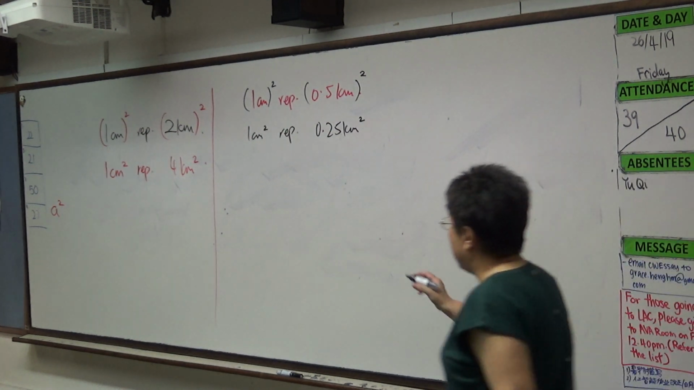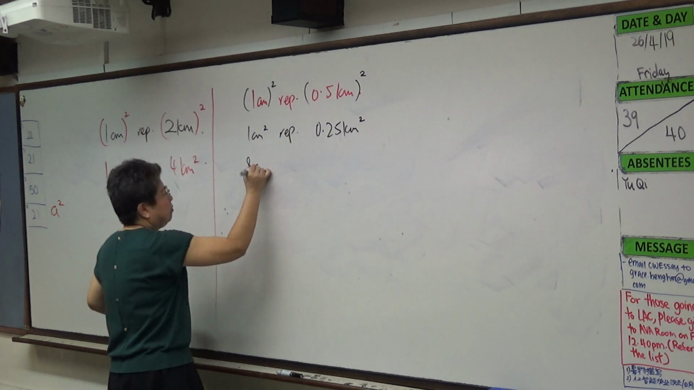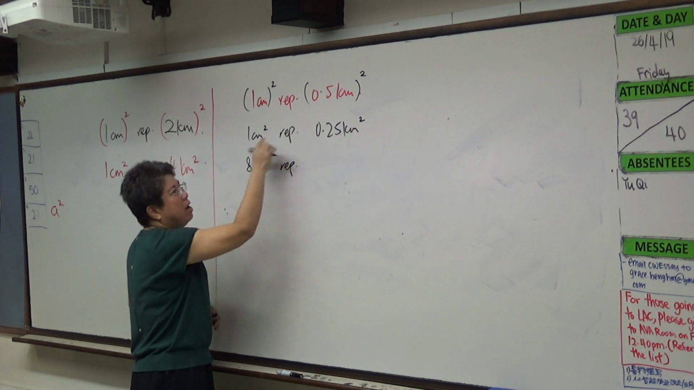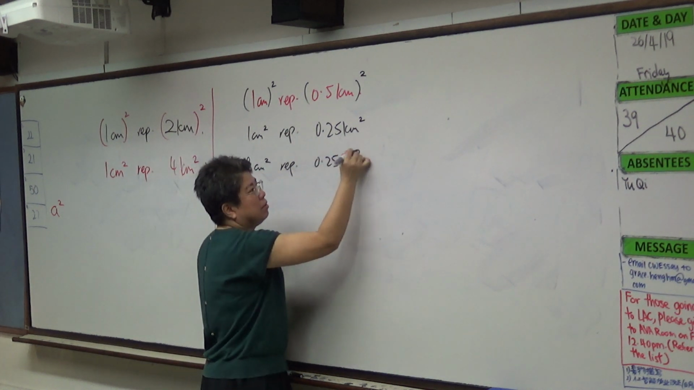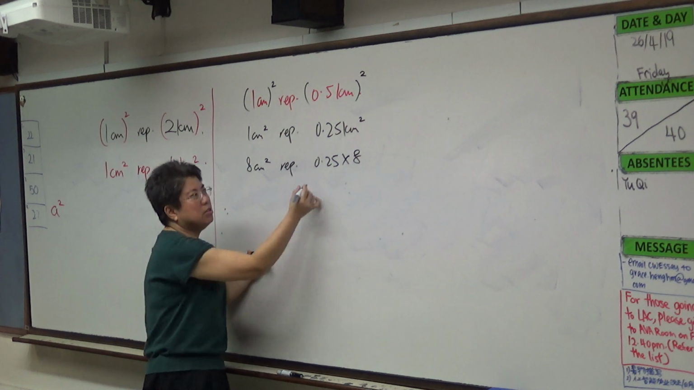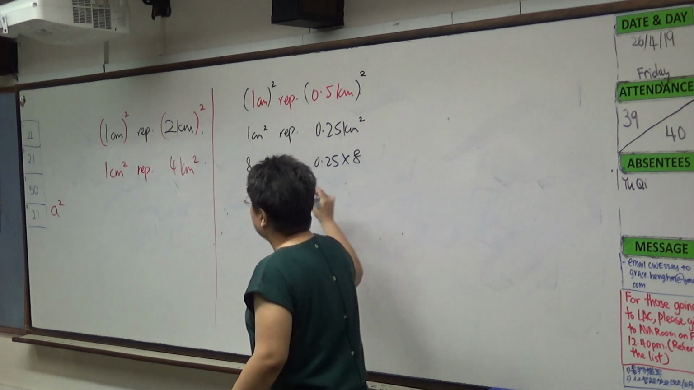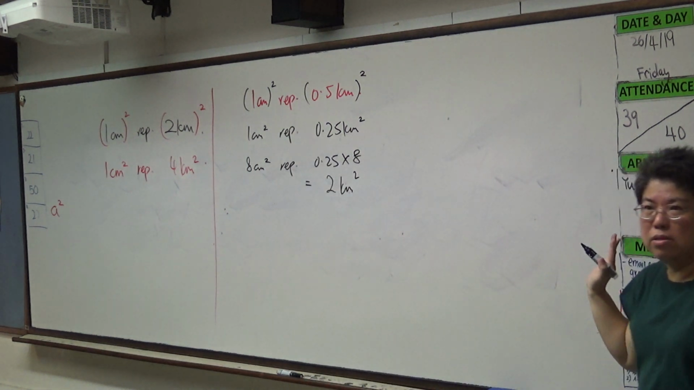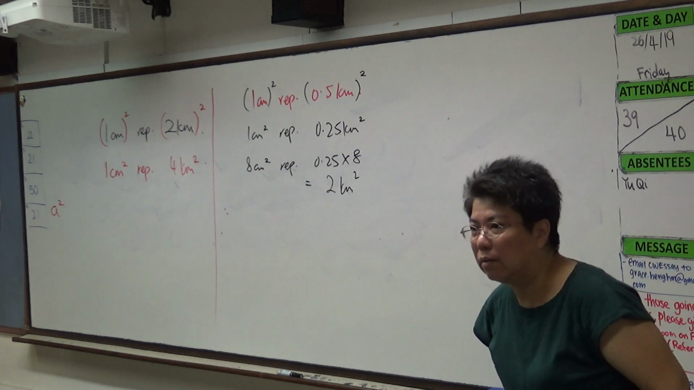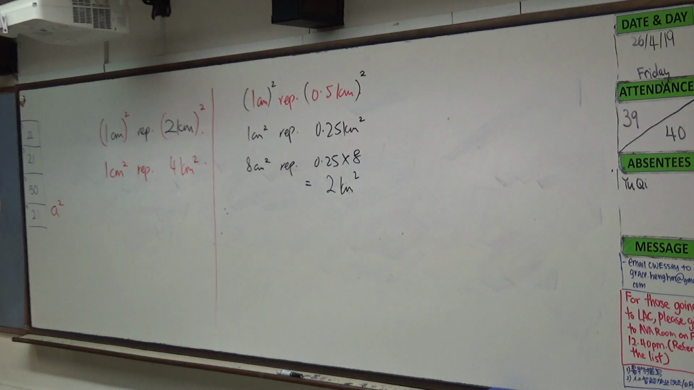Now it's 8 cm square. If 1 is this, 8 will be what? 0.25 times 8, right? Okay, how much is this? 2 kilometers square. Can you see it's very simple? Can you see? Just square then use back the same method. Okay, now next part, part 2.